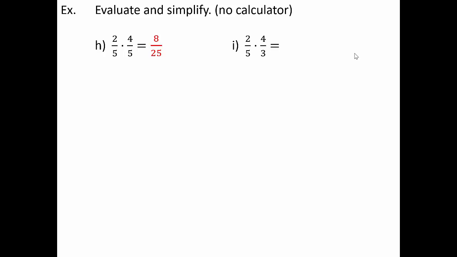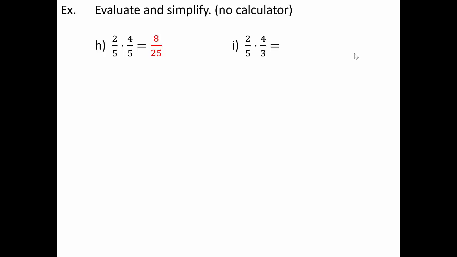Can I reduce that? Well, 8 can be broken up into 2 and 4. Can you pull either of those out of a 25? No. Now, in this case, it wouldn't have been too much hassle to instead break up the 25. 25 is 5 times 5. The only thing you can pull out of a 25 is 5. Can you pull a 5 out of an 8? No. So that's confirmation that it is the simplest answer.